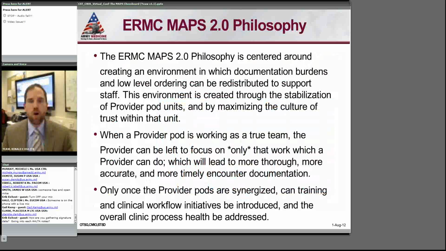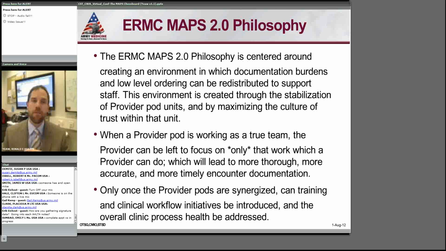The ERMC MAPS 2.0 philosophy is centered around creating an environment in which documentation burdens and low-level ordering can be redistributed to support staff. This environment is created through the stabilization of provider pod units and by maximizing the culture of trust, the bottom of the house of cards, within that unit. When a provider pod is working as a true team, the provider can be left to focus on only that work which a provider can do, which will lead to more thorough, more accurate, and more timely encounter documentation. Only once that has occurred, and only once those pods are clicking on all cylinders, can training and clinical workflow initiatives be introduced to that process. And at that point, the overall clinic process health can be addressed.